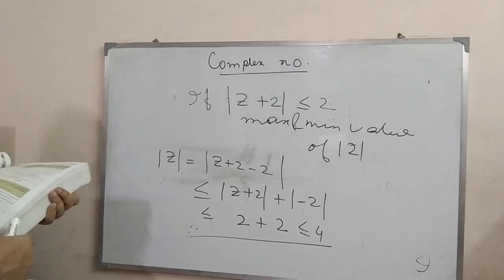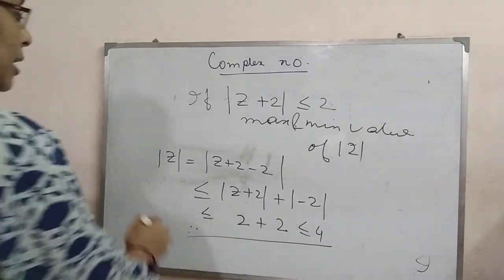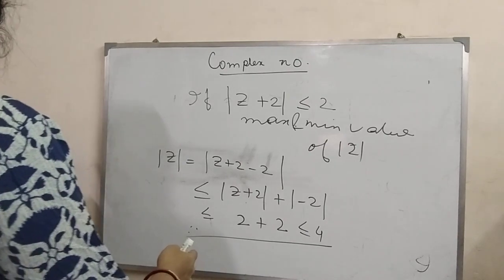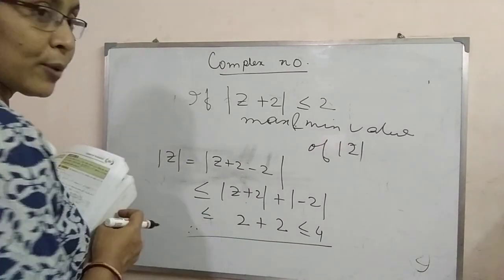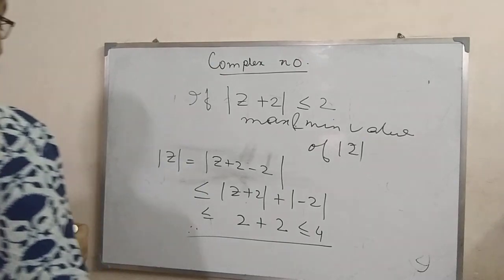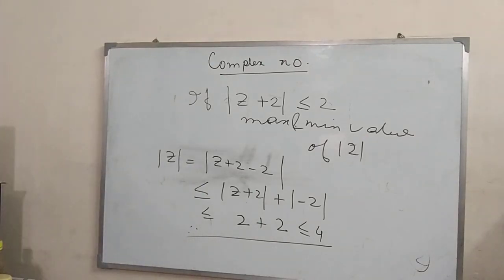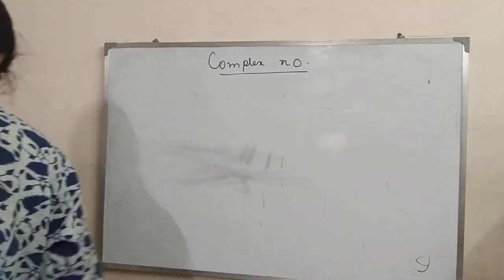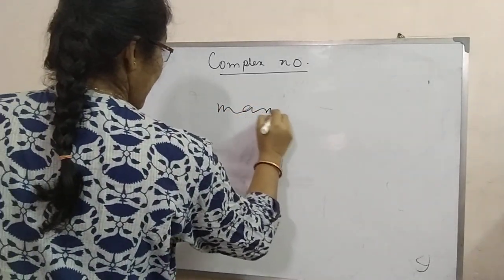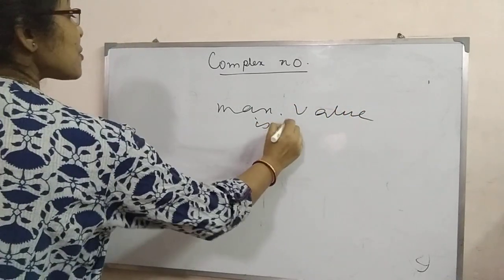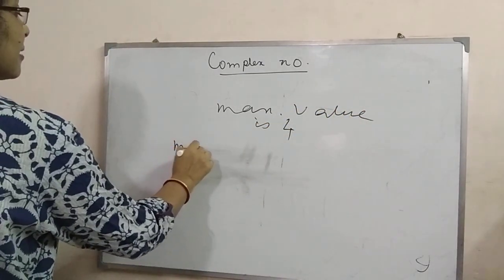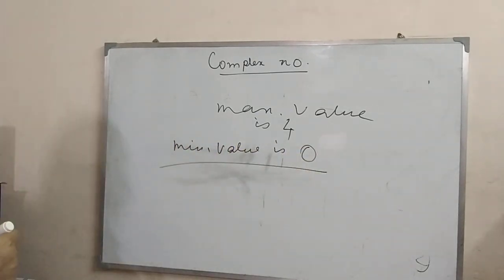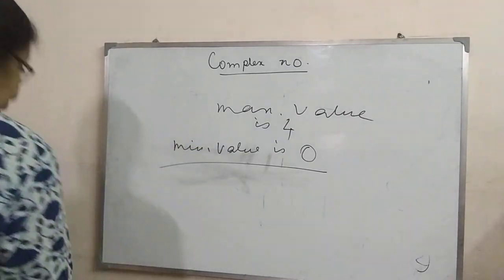the modulus of a complex number cannot be negative. So the minimum value is 0. Okay. That means the maximum value is 4 and the minimum value is 0, since the modulus value is not negative.